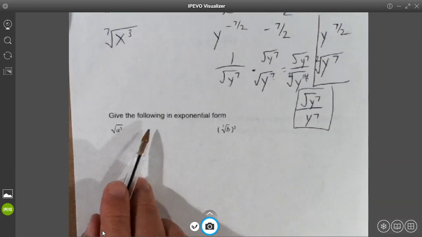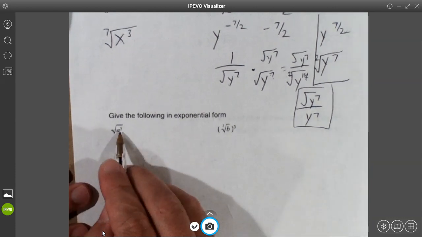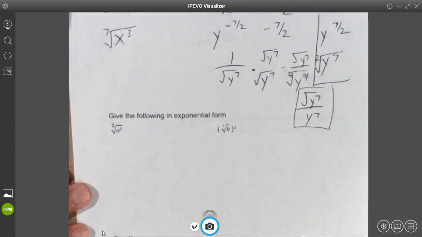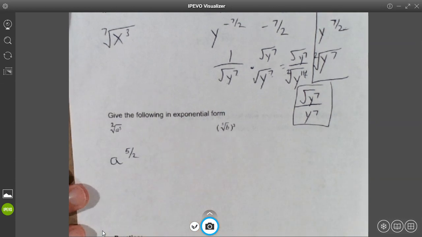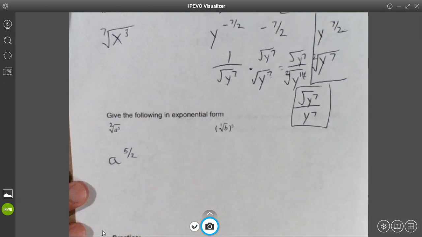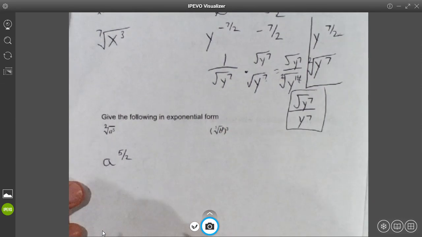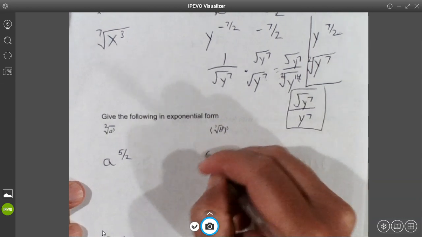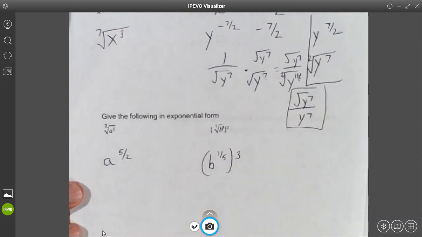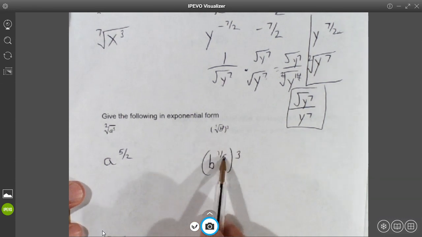So if I want to write these in exponential form, so write them with an exponent, I've got my numerator, my denominator. Again, if they don't write it in there, it's a 2. This is a to the 5/2 power. And here, that b has a 1, so this is b to the 1/5 power, but then I want to cube that, because notice this 3 is not inside, it's not part of the radicand.